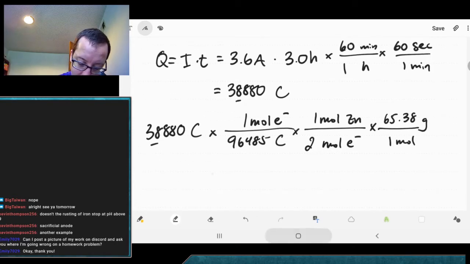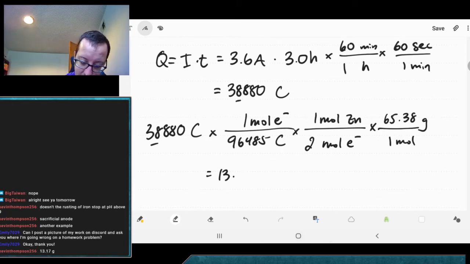Okay. And then we'll get our, that's the best use for Alexa, by the way. So, okay, we need to multiply this by 65.38 divided by 96,485 divided by 2. And overall, we will end up plating our metal with 13, I guess 13 because that's the sig figs that we have. 13 grams of zinc is how much we will end up plating. Yeah, 13.17, but with rounding, we'll get 13. Hooray!